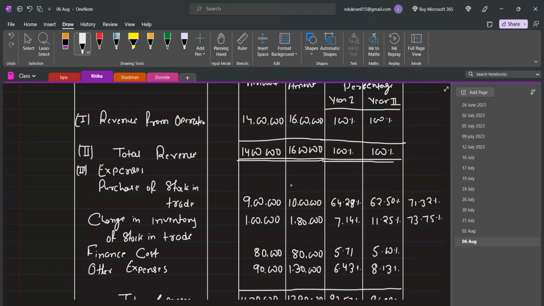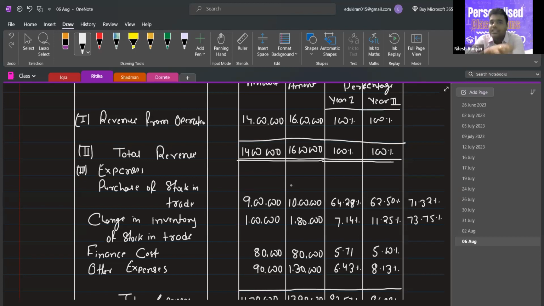So by preparing common size statement, you can estimate the reason behind change, and you can assume that there may be some price level change in sale price, or there may be increase or decrease in cost of goods sold. Same with the finance cost. In first year, finance cost is 5.71%, and in the second year, it is 5%. It means our finance cost is same in both the years, but our sale is increased. So there is no change in finance cost. Our sale is increased. That's why the percentage decreases.